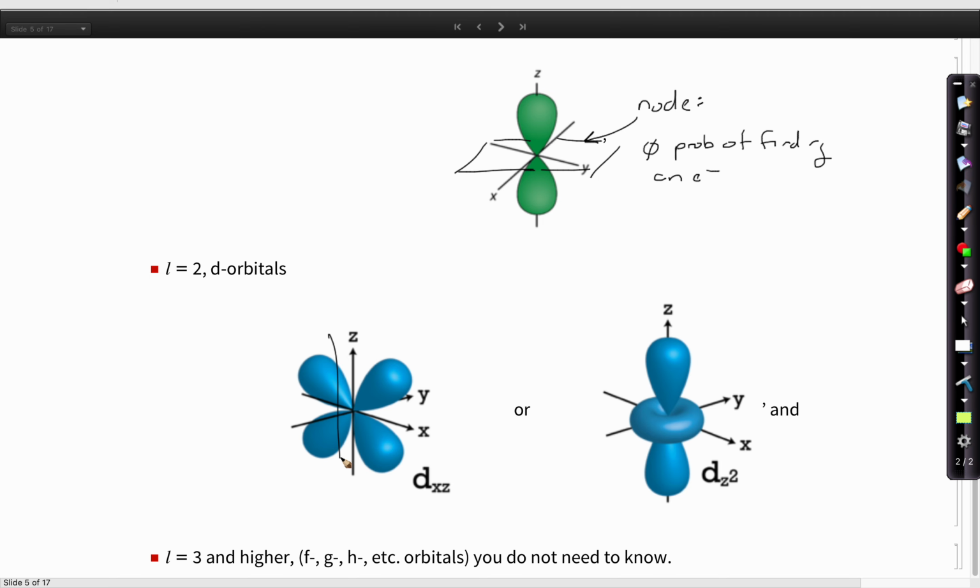Notice there are actually 2 nodes here. There's a plane that runs this way, and then there's a plane that runs this way. So there are 2 nodes in this one. Good. So that is this idea of nodes. What we would say is that psi squared equals 0 for a node. Remember, psi squared tells you the probability of finding an electron, so psi squared equals 0 at a node.